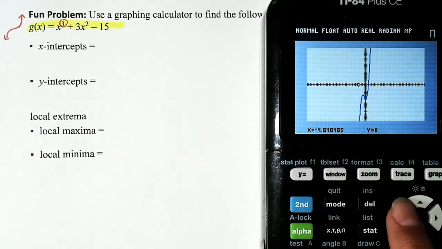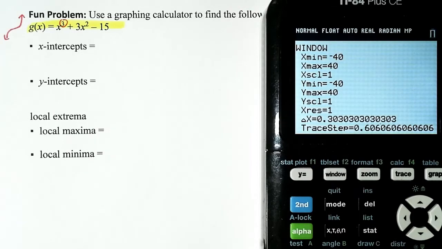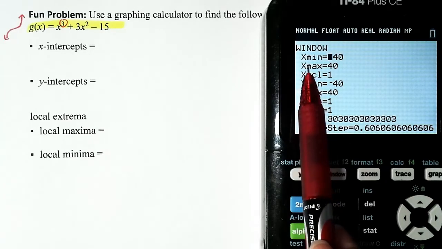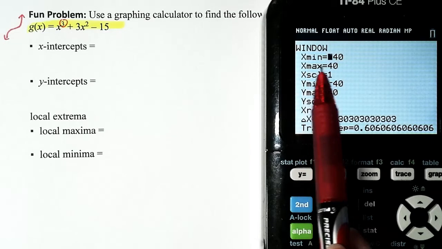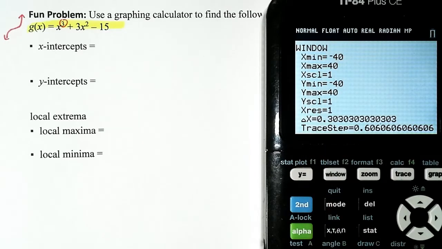So new to our life, we're going to hit the window button, because I believe this is the first time that we've done it together. Where it says x min, that is code for the minimum for the x value. Right now it's at -40, but we don't need it to go that wide. So let's just go to -10.